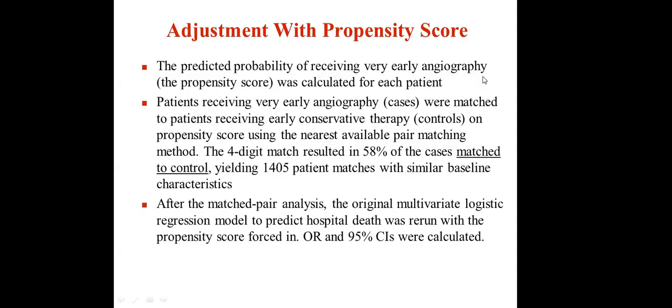So maybe not as accurate as some, but they actually did a 4-digit match. So they made the matching very accurate, actually. And they found 58% of the cases matched to control. So 1,405 patients with similar baseline characteristics. And when they did the analysis over again, now they say they did the original multivariate logistic regression. I'm not sure what original is. I couldn't find it in the article, but whatever they're doing, they're adjusting for the matched pairs.